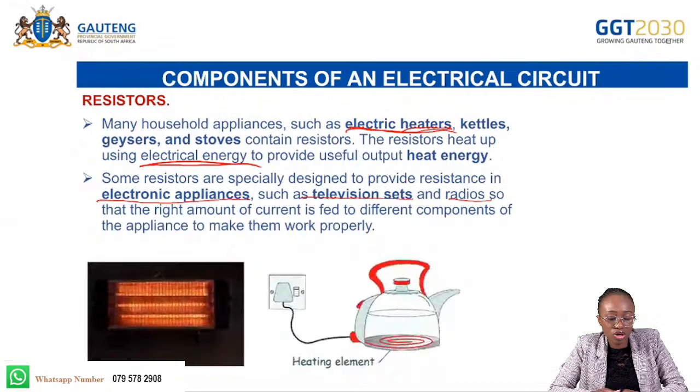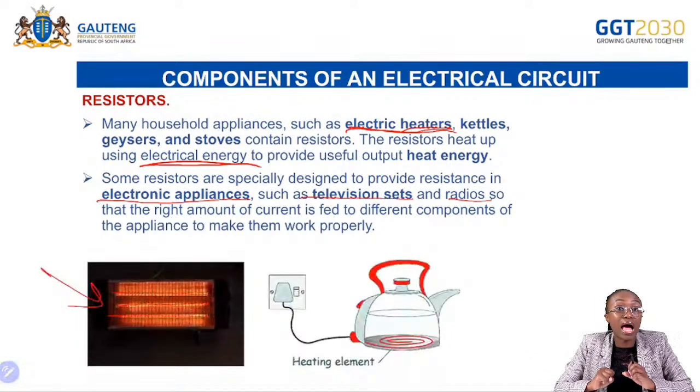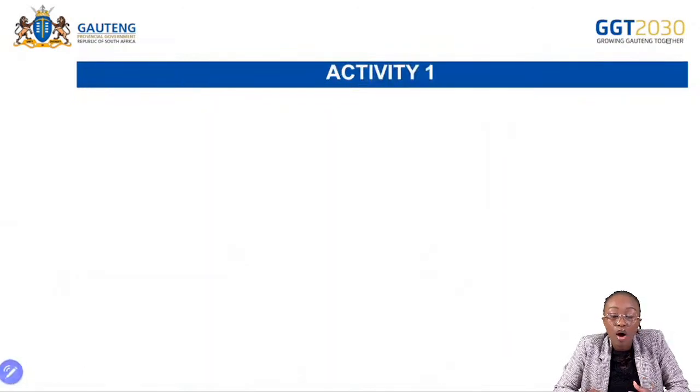So here we've got an electric heater. As you can see, it's got 3 bars, and those bars are glowing. That glow means there is a lot of heat energy coming from those 3 bars. Then we've got an electrical kettle that has a heating element inside of it. That element, when it gets hot, also heats up the water inside the kettle until it boils.